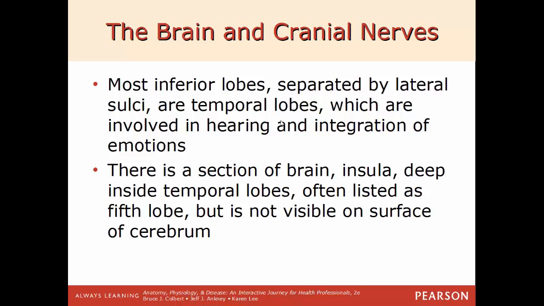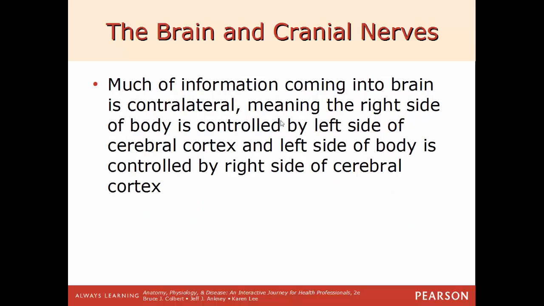And there's a section of the brain called the insula, which is found deep inside the temporal lobes. It's often listed as a fifth lobe, but it's not visible just looking at the surface of the cerebrum. Now, much of the information coming into the brain is contralateral, which means the right side of the body is controlled by the left-hand side of the cerebral cortex, and vice versa. So the neurons actually, as they go up into the spinal cord to the brain, will crisscross.